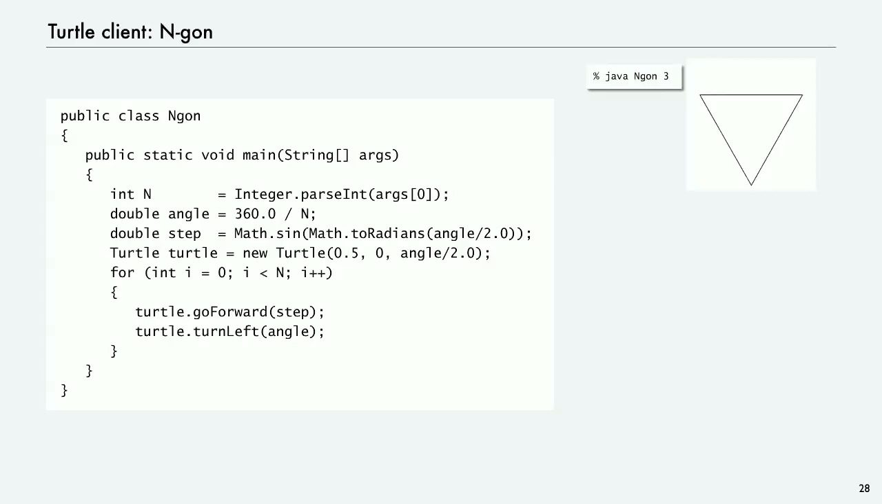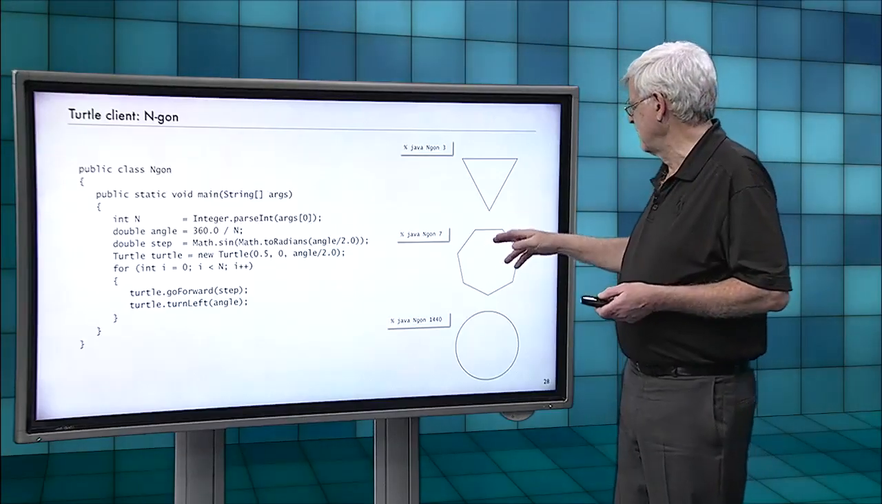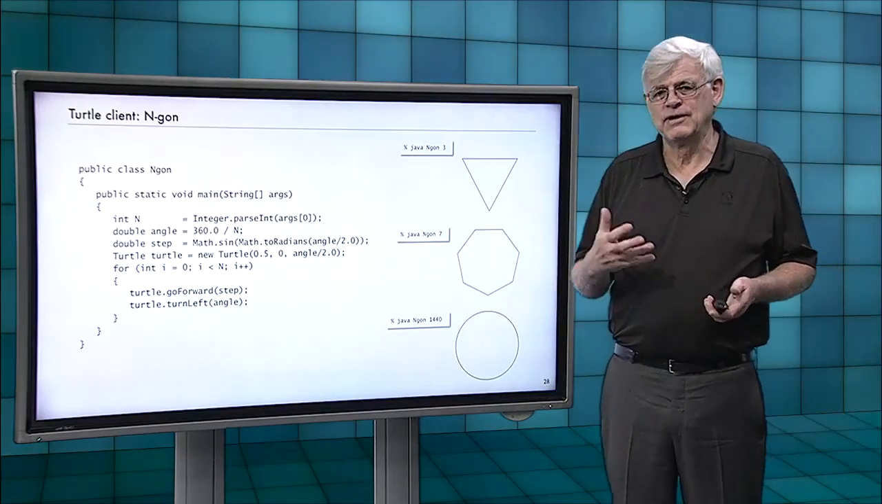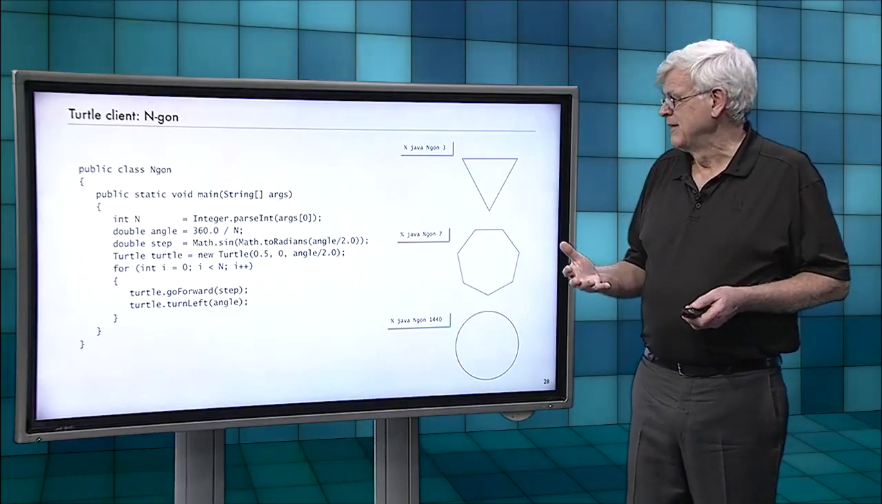Amazingly, if we say 3, that's going to draw the triangle with that orientation. If we say 7, or if we say 1440, we get almost a circle. And again, pretty simple, small amount of code. You might have to do quite a bit of math to figure out where to put these points to draw an n-gon just using standard draw itself.